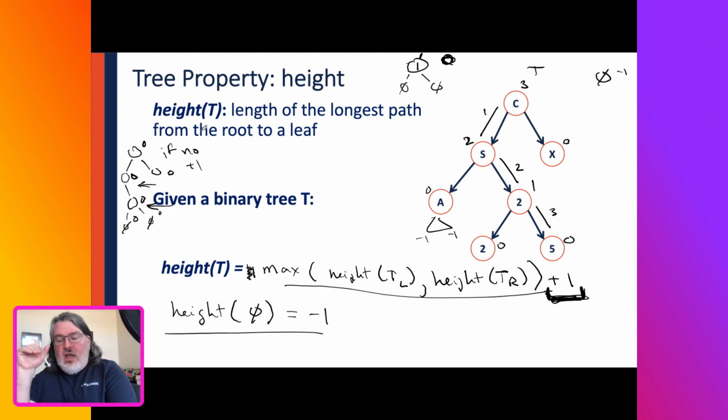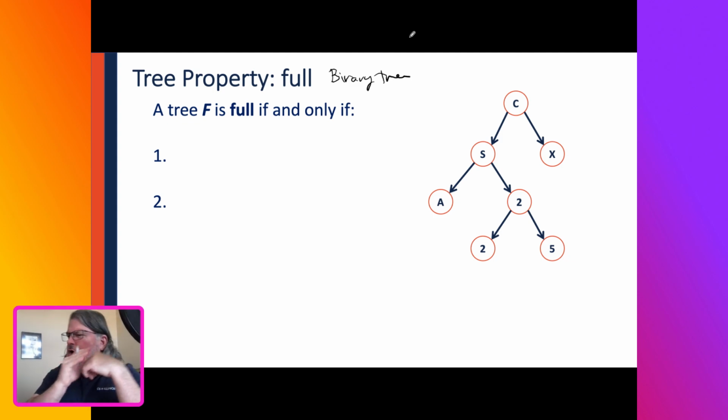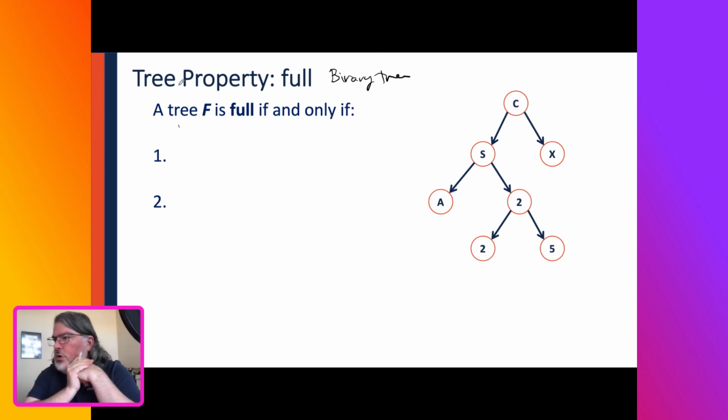Okay, so here's our definition, and the height of a tree with no nodes is -1. Let's talk about some other properties that trees can have and see if we can define them formally. So, a full tree. What makes a full binary tree? Because all the trees we're talking about today are binary. Can anybody give me one of the two conditions?